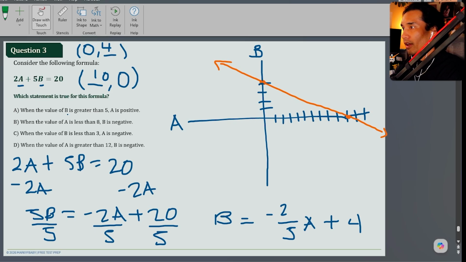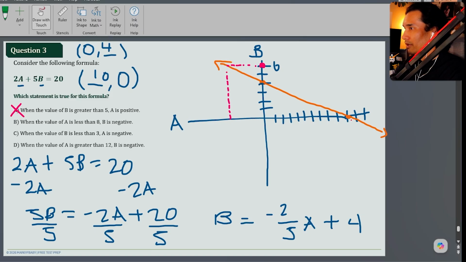So when the value of B, the B axis is right here, it's the vertical one, is greater than 5, this is a 5 right here, I'm going to choose 6. A is positive, so I'm going to get this point right here, and I'm going to go on my tightrope, and I'm going to go ahead and go right here. And no, in fact, A is negative. So that answer is incorrect.